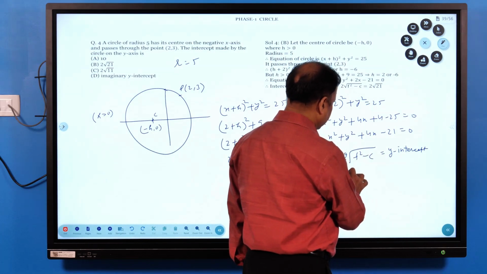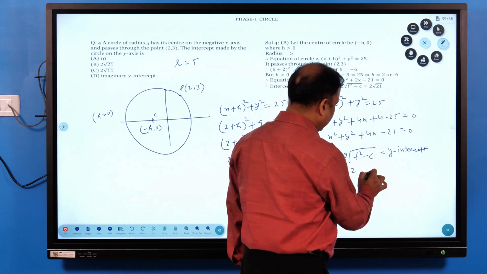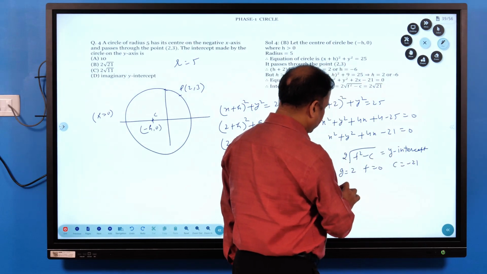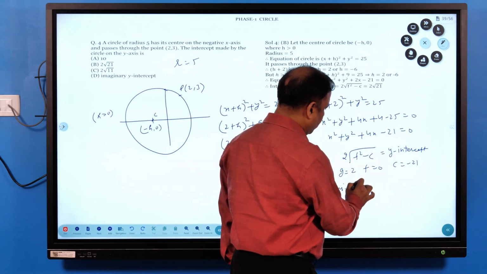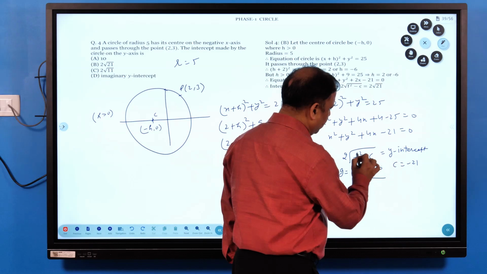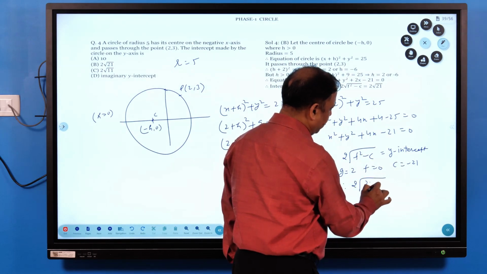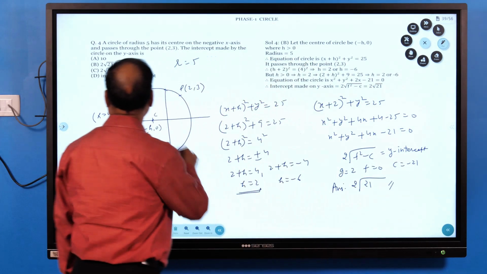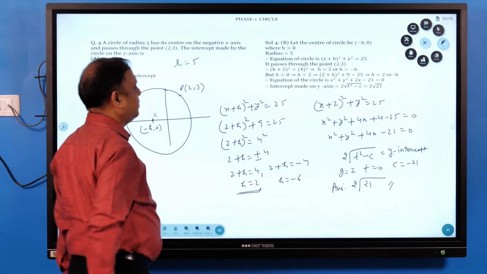So in this case, g is equal to 2, f is equal to 0, c is equal to minus 21. Put the values. So the answer will be 2 under root of 0 plus 21. So this will be 2 under root 21. So option number B is correct.